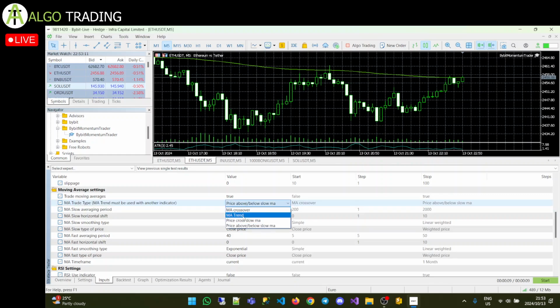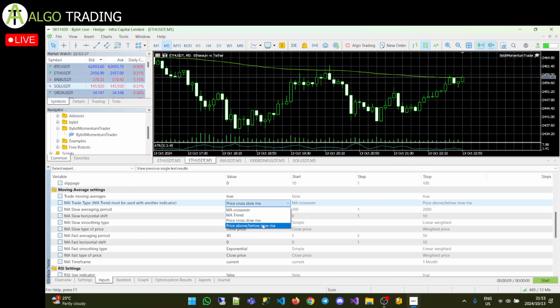Then you've got your MA trend. Your MA trend is when your fast moving average is above or below your slow moving average. This is a price cross. So if your price, like you see here, crosses over your slow moving average, it will enter a long trade. If your price crosses below your slow moving average, it will enter a short trade.